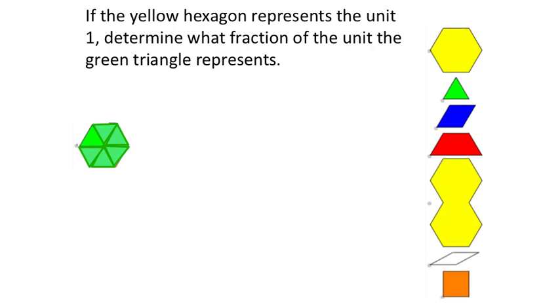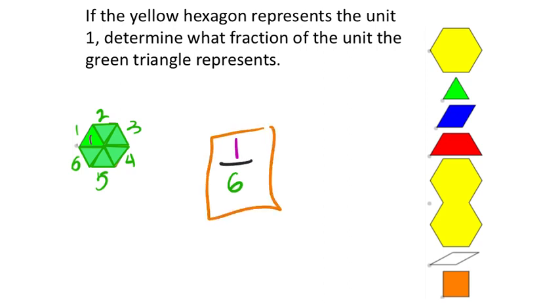But I can see that it takes 1, 2, 3, 4, 5, 6 of the triangles to fit into one full piece, meaning that the hexagon has been split into 6 pieces. 6 pieces there. And one of the triangles is just one of the sixths. So one of the triangles that they gave us is only a sixth of the hexagon that they gave us.